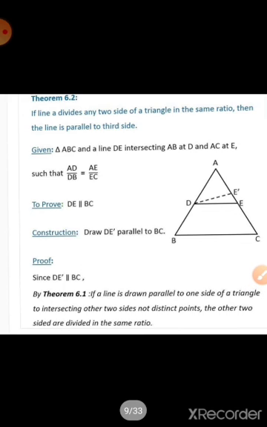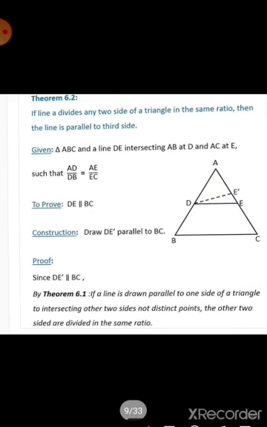The statement is, if a line divides any two sides of a triangle in the same ratio, then the line is parallel to the third side. So this is the converse of the theorem. Take a line DE which divides the other two sides of a triangle in the same ratio, AD by DB is equal to AE by EC. Now we have to prove that DE is parallel to the third side BC.